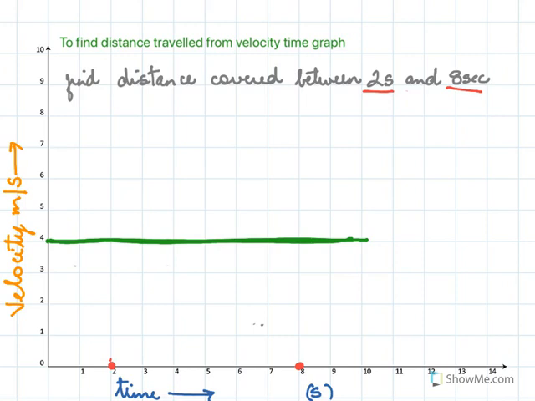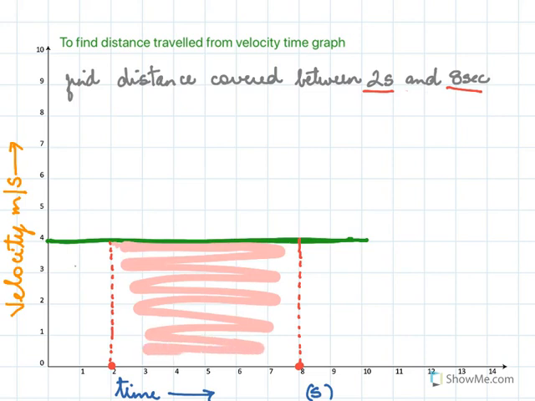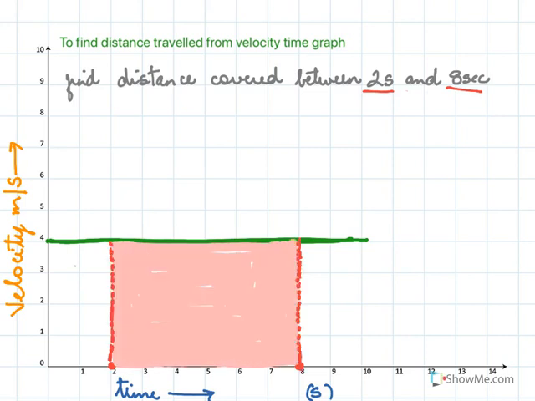So let us mark the area. This is 2 seconds here till the graph. The area enclosed by this will give us the distance, so we'll just color the area. This whole area will give us the distance between 2 seconds and 8 seconds. So again, this area A, B, C, D will give us the distance traveled or covered between 2 seconds and 8 seconds.